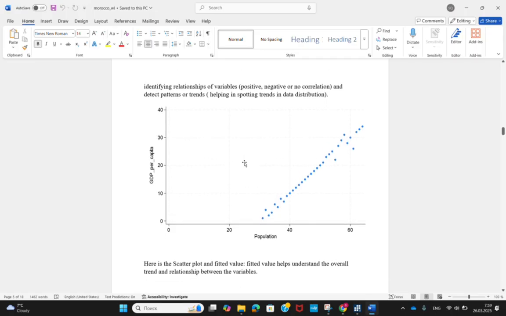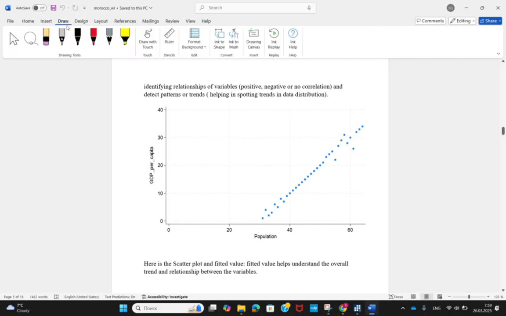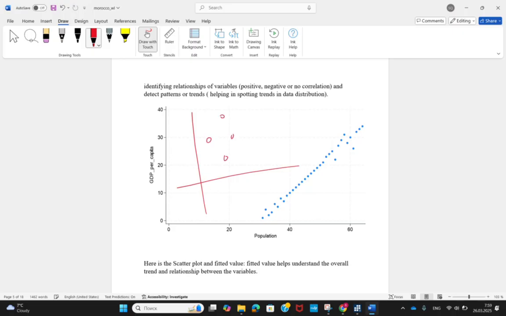No correlation. What is that? The points are scattered randomly, showing no relationship. For example, it may look like this: here, here, here, here. There is no correlation.